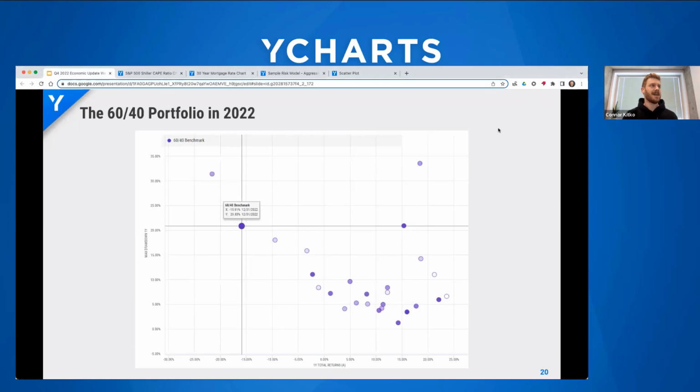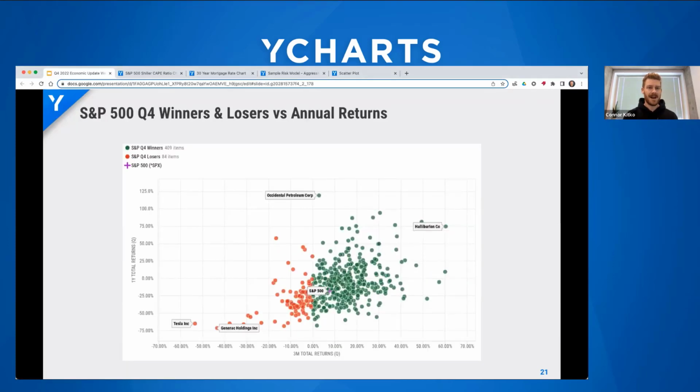Back to the deck. And now we're going to talk about S&P 500 winners and losers, another chart of the moment. A strong majority, 83% in fact, of S&P 500 constituents had a positive Q4. However, that wasn't enough to pull the majority of them out of a hole for the year. Of those Q4 winners, only about a third had a positive performance throughout all of 2022.